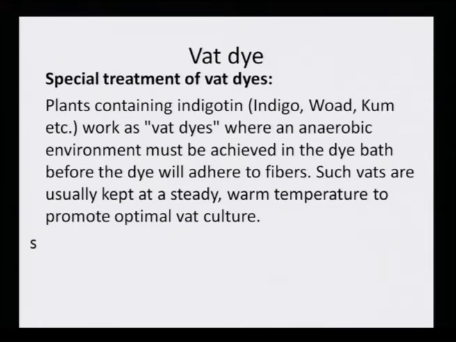Plants containing indigotin work as vat dyes, where an anaerobic environment must be achieved in the dye bath before the dye will adhere to the fibers. Such vats are usually kept at a steady warm temperature to promote optimum vat culture. So, what happens is that the dye is actually in the leuco form, that is the colorless form, when this indigotin solution is added to the fabric. But with the help of air oxidation and moisture, the leuco or colorless form turns into the blue color, and this process requires keeping the dye under steady warm conditions, so that the vatting process can take place.